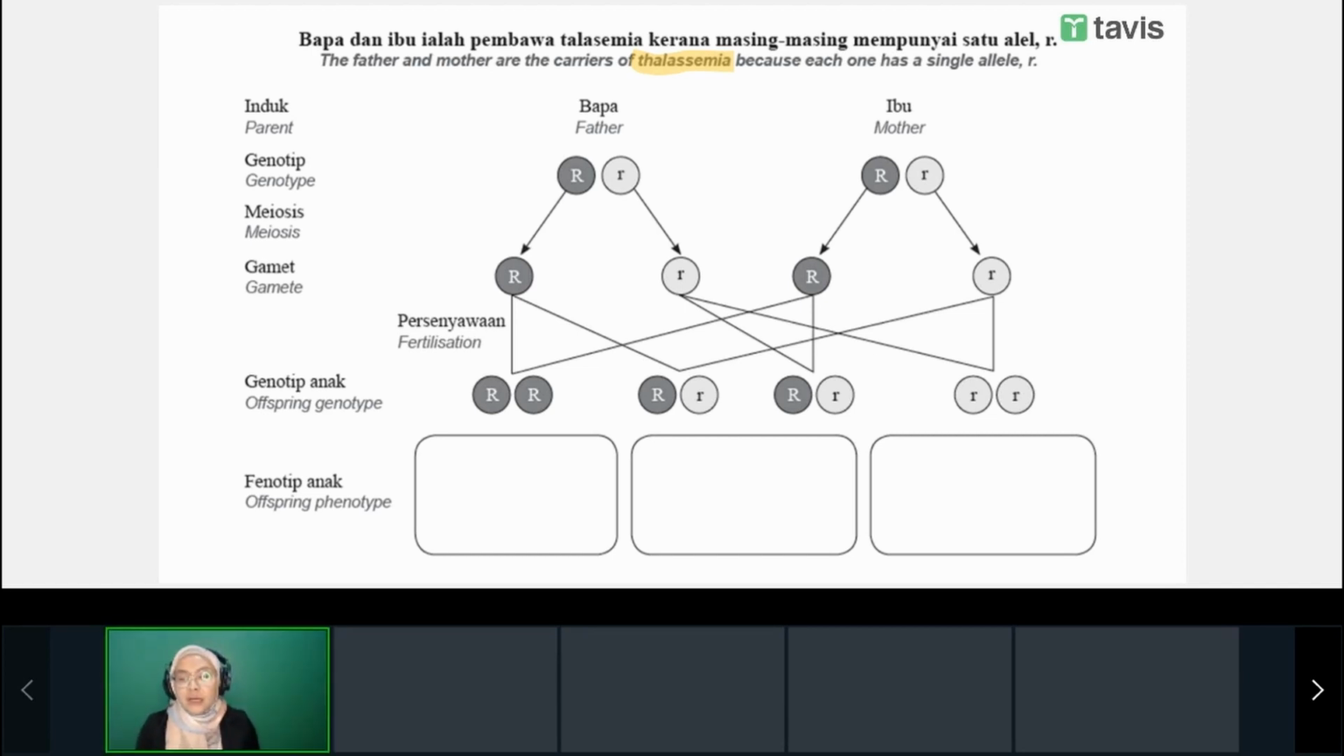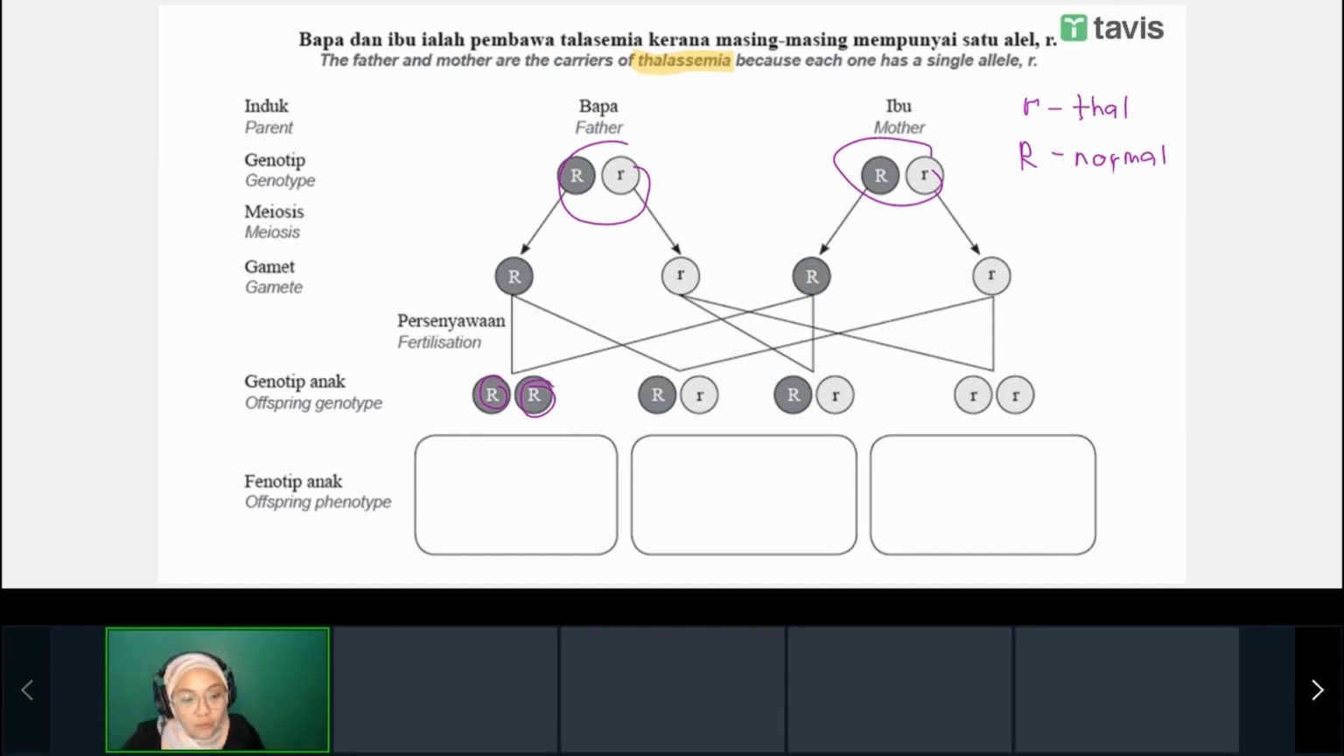If it's a carrier, one must be a capital letter, one must be recessive, a small letter. Small letter r is for thalassemia, and capital R is for normal. Now we see the father is a carrier, the mother is also a carrier. We separate the capital R and small r, then we do the cross, and we're going to get these.